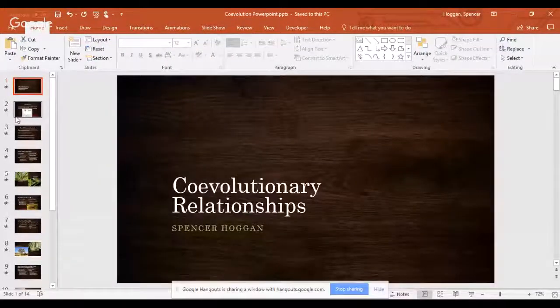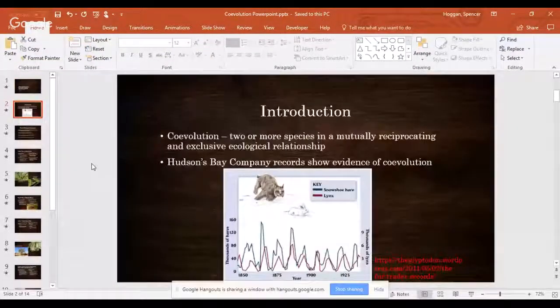Okay, so like I said, it's coevolutionary relationships. Just as an introduction, coevolution can be defined as two or more species in a mutually reciprocating and exclusive ecological relationship. One classic example that's in a lot of textbooks, and the first bit of evidence we have of coevolution, came from the Hudson's Bay Company, HBC, which was founded around the 1800s, 1900s.